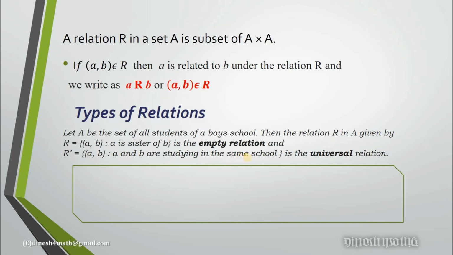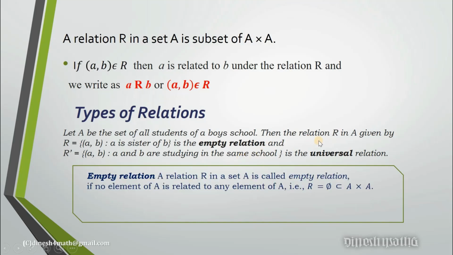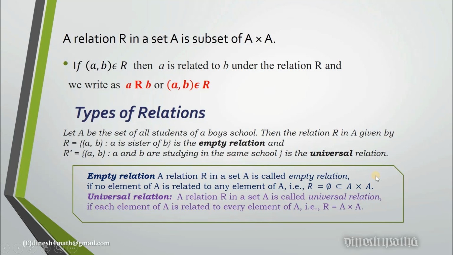So we have seen two types of relation. One is an empty relation. That means a relation in set A is called empty if no element of A is related to any element of A. That is, R equals phi, which is a subset of A cross A. And a relation R in a set A is called a universal relation if each element of A is related to every element of A. That is, R equals A cross A. So these are the two terms, empty relation and universal relation.